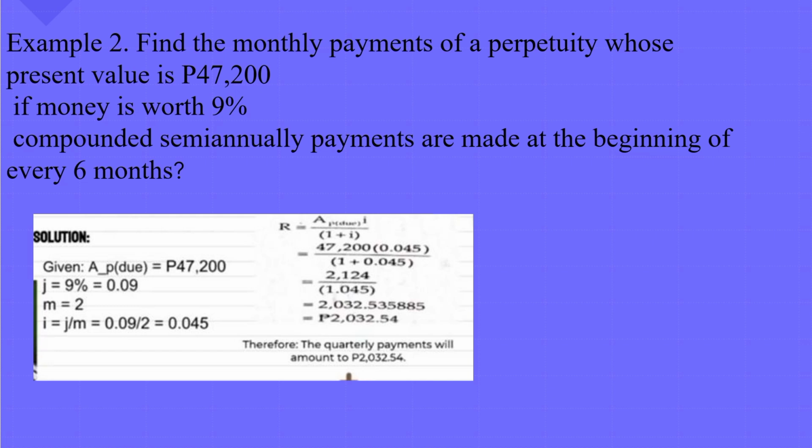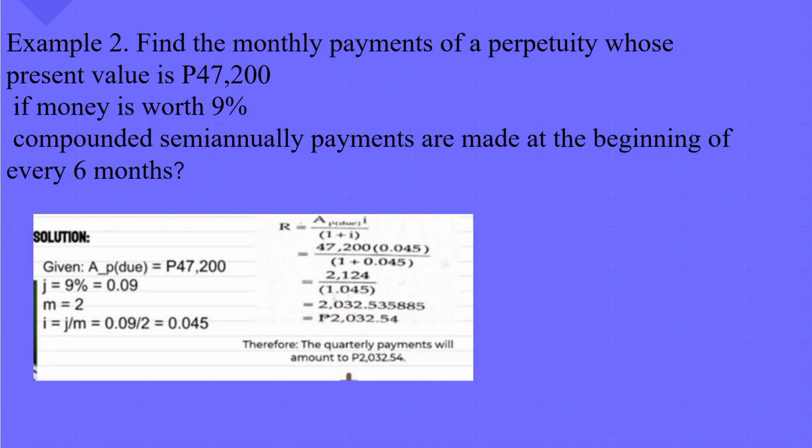Now let's proceed to the second example. Find the periodic payment of a perpetuity whose present value is 47,200 pesos, if money is worth 9% compounded semi-annually and payments are made at the beginning of every 6 months. So let's solve using the formula R equals A sub P due times I over quantity 1 plus I.